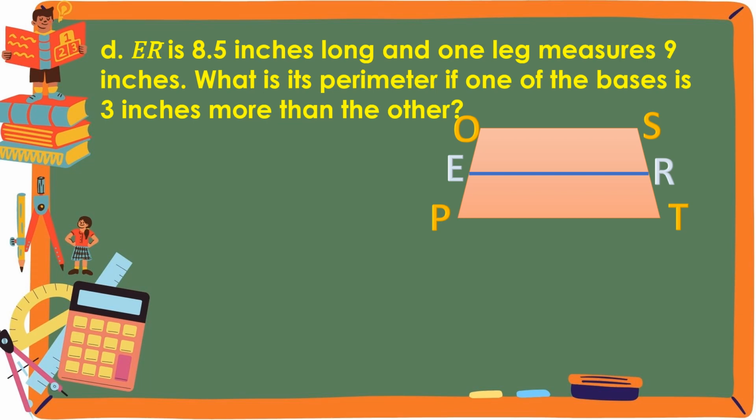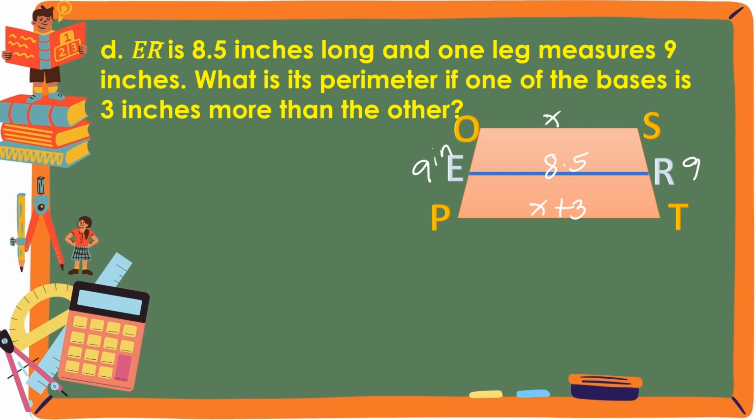We proceed to the next. Okay. So, meron tayo again trapezoid dito. So, the measurement ng ER ay 8.5 inches. And one leg measures 9 inches. Okay. What is the perimeter if one of the bases is 3 inches more than the other? So, kung si OS ay more than ba? More than. So, kung si OS ay X, halimbawa si PT ay X plus 3. So, this is also 9 inches.